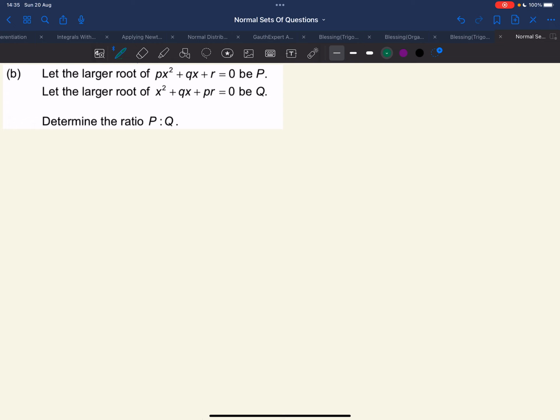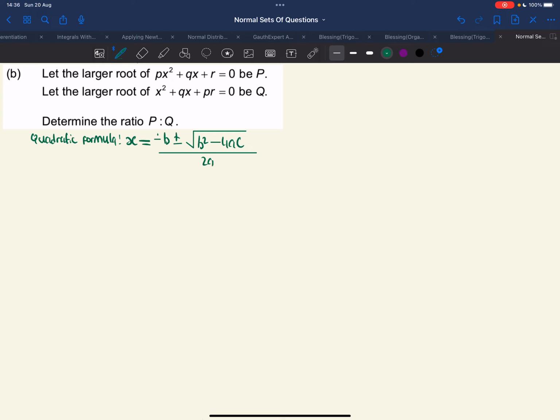So the quadratic formula is given as x equals minus b plus minus square root of b squared minus 4ac, all over 2a, right?